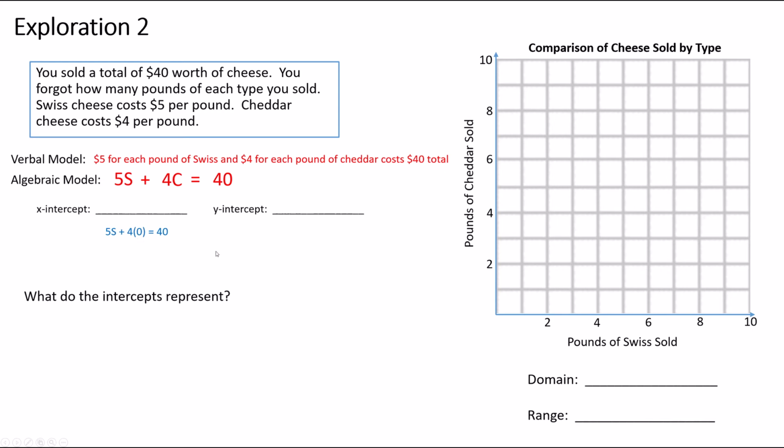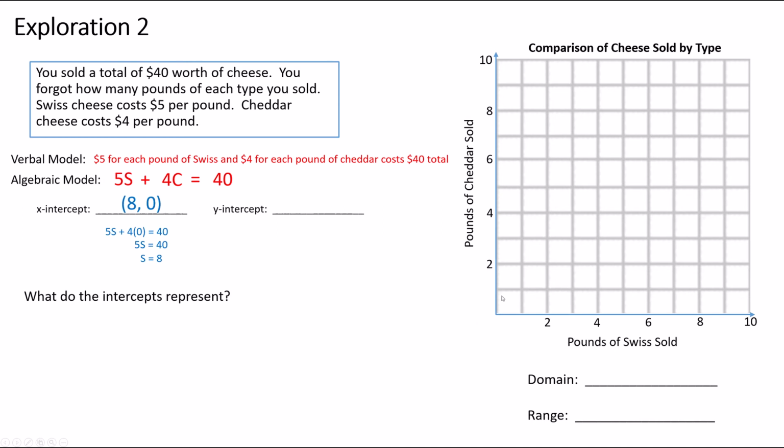And then I'm just going to use some computation, some algebra skills to figure out what value s would need to be. Remember, 4 times 0 is just 0, and adding 0 doesn't do anything. To get rid of a times 5, I'm going to divide both sides by 5, and I come up with s is an 8. So my x-intercept says if I buy 8 pounds of Swiss, then I can afford 0 pounds of cheddar. Do you think you can figure out how to find the y-intercept without me explaining it? You might want to pause the video and give that a shot. Otherwise, I'm going to keep right on going.